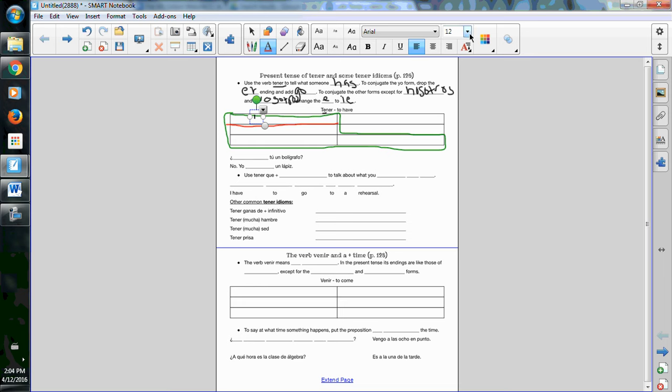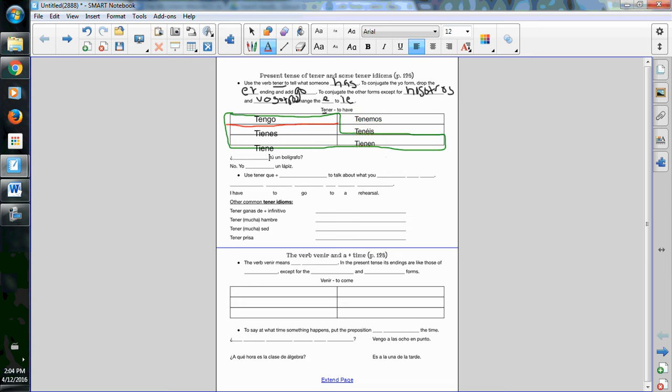That's a little bit too small, isn't it? Let's try 26, good. So the yo form is tengo, yo tengo. Tú tienes, Leo said tiene. Nosotros tenemos. Uh-oh, it started so small again. There we go. Vosotros tenéis, with an accent over your E, and ellos, ustedes tienen.